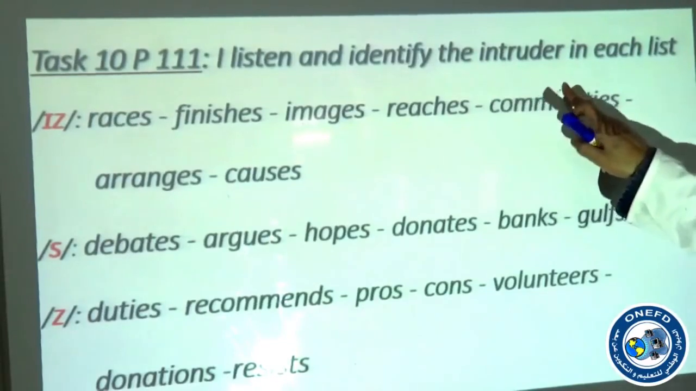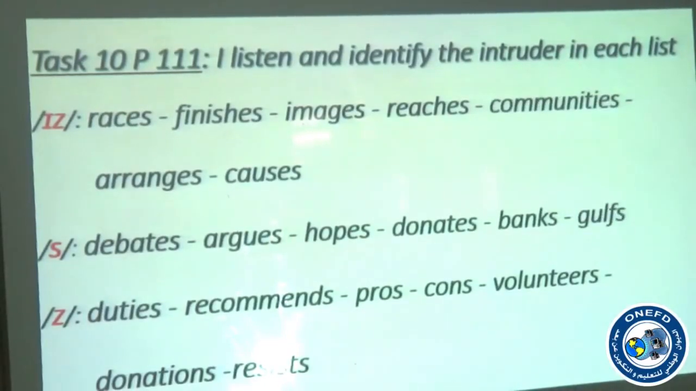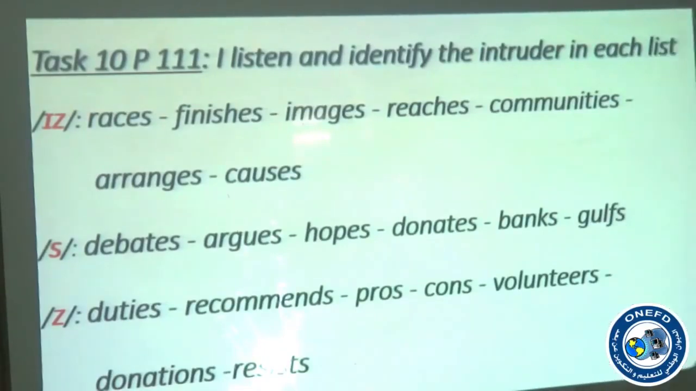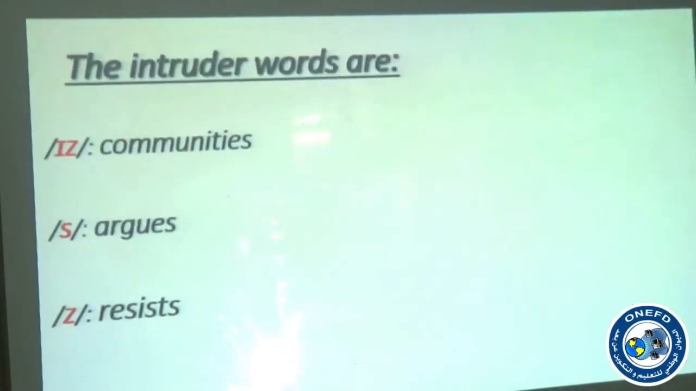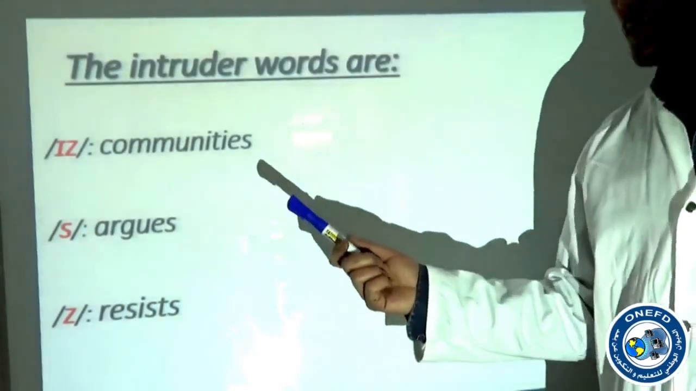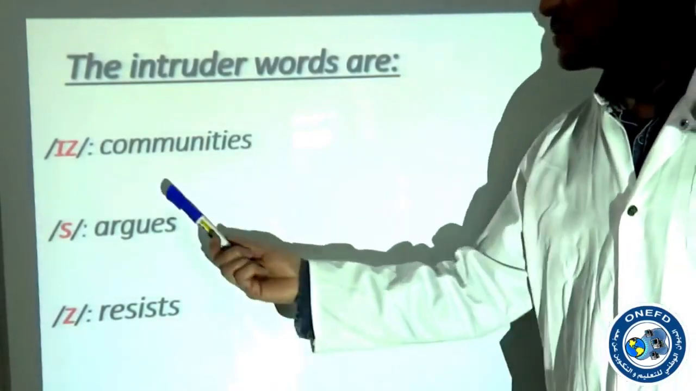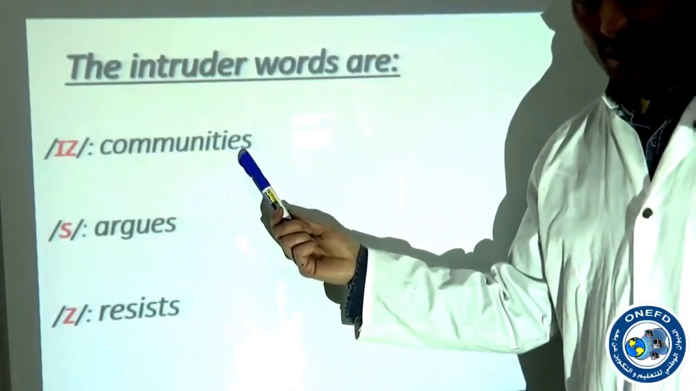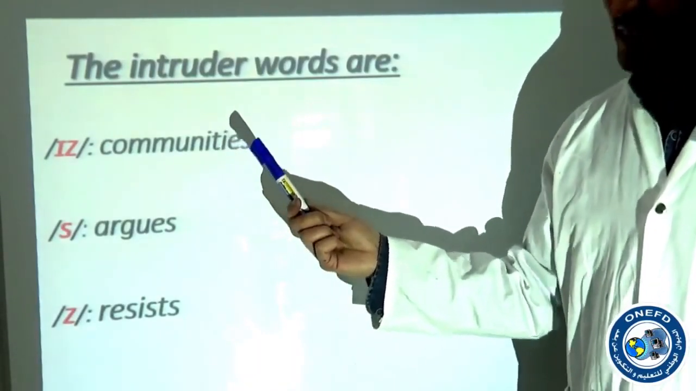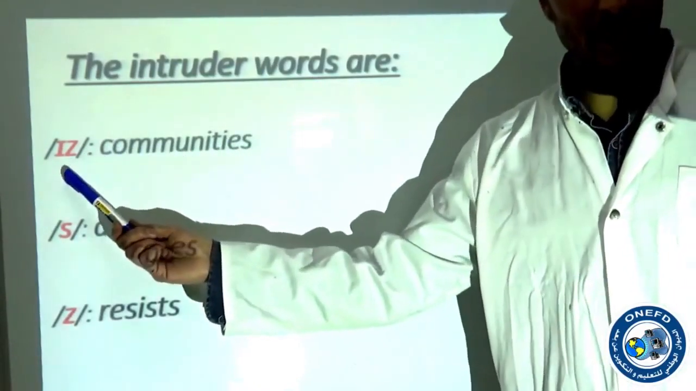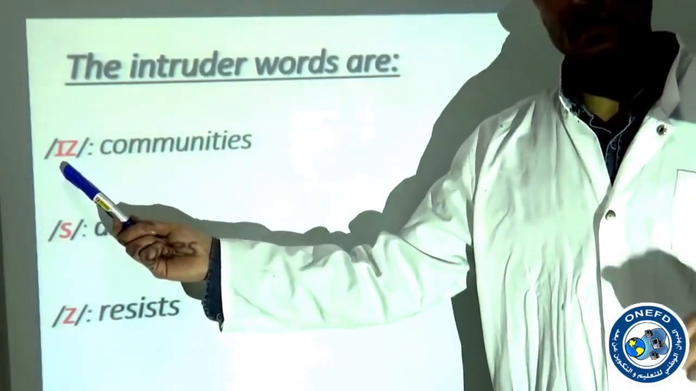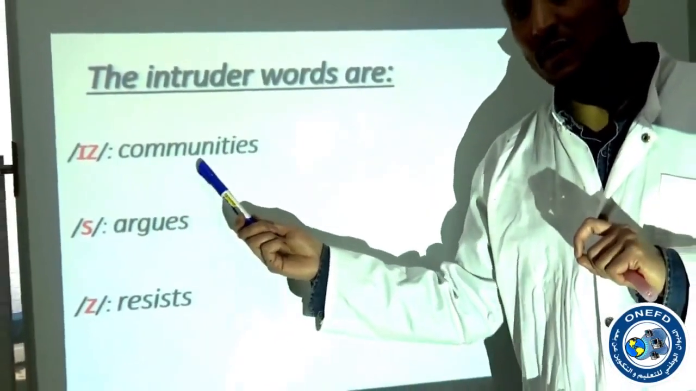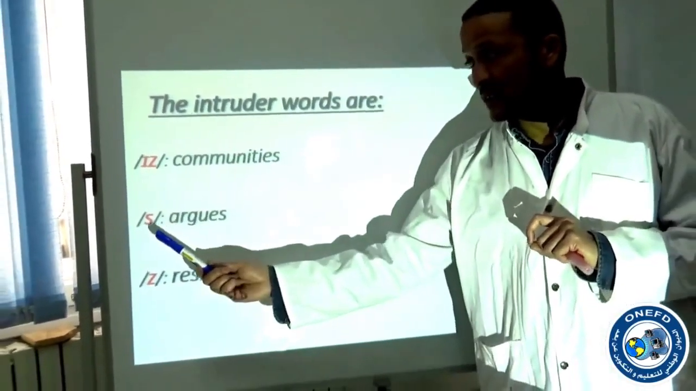Okay. I'm sure that you have found the correct answers. In the first list, what's the word? It is communities, the odd one out. The other words end in the sound iz, but this one, communities, ends in the sound z.